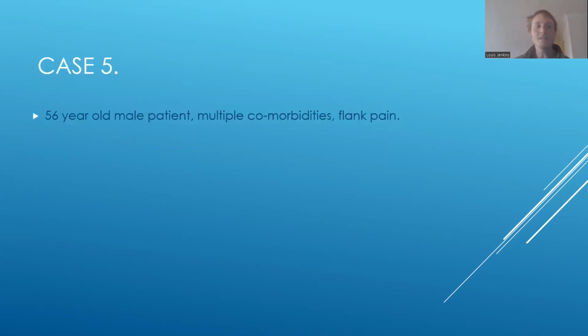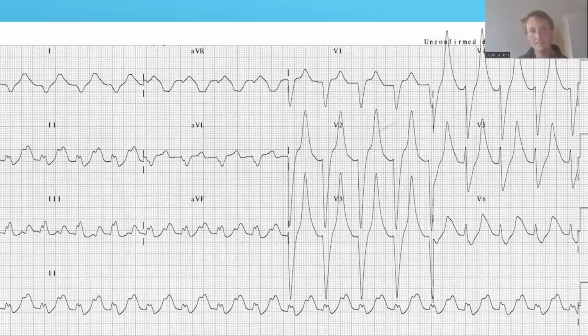So case 5, 56-year-old male patient, multiple comorbidities, flank pain. And that's our ECG. So take a second to pause.